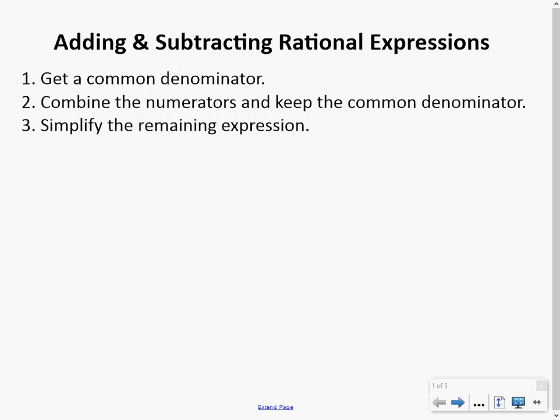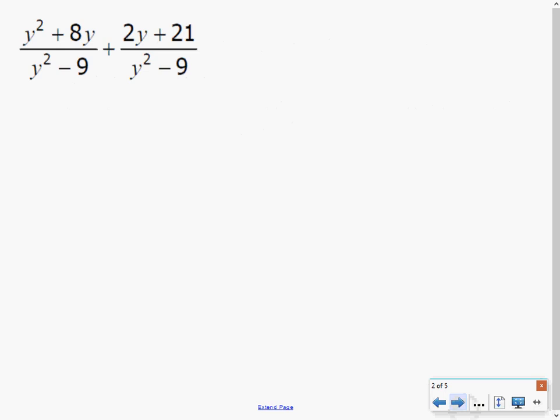We're going to have to do a little bit more work to be able to get a common denominator. Once we get a common denominator, remember with fractions, we add the numerators together, we keep that common denominator the same, and then we're going to simplify like we did in the last video. Factor, cancel out common factors, and go from there. So let's look at our first example here.